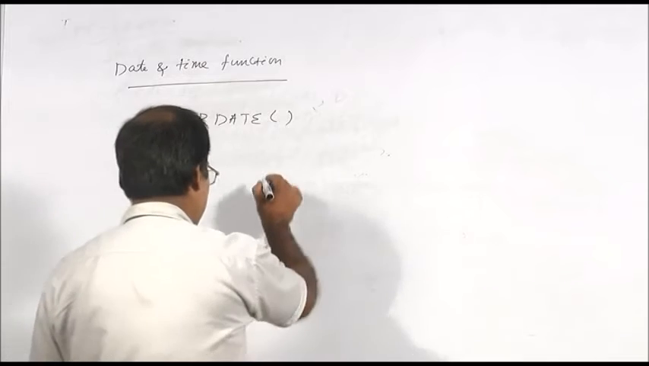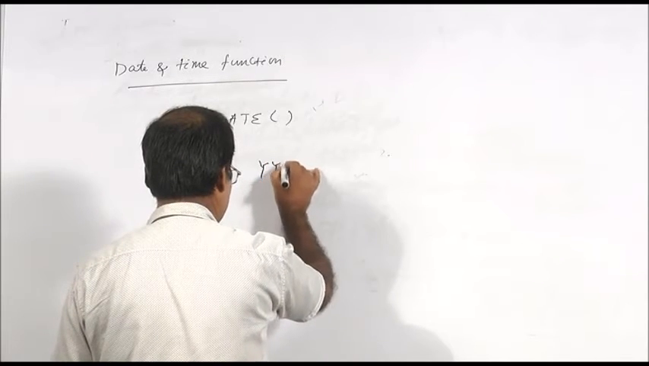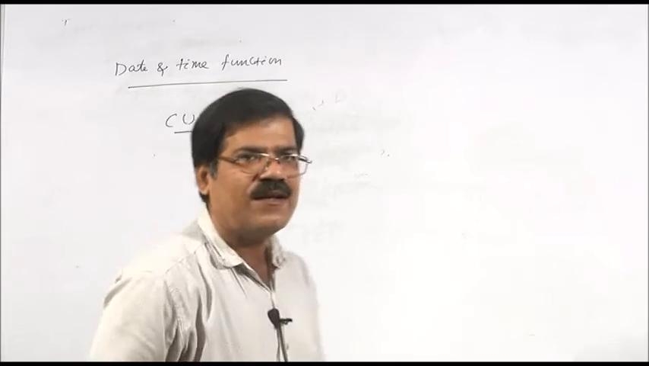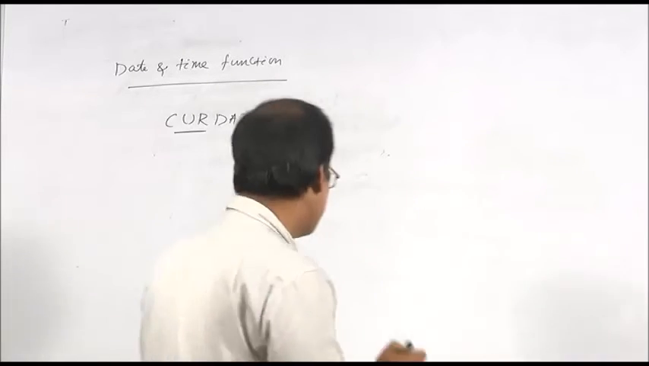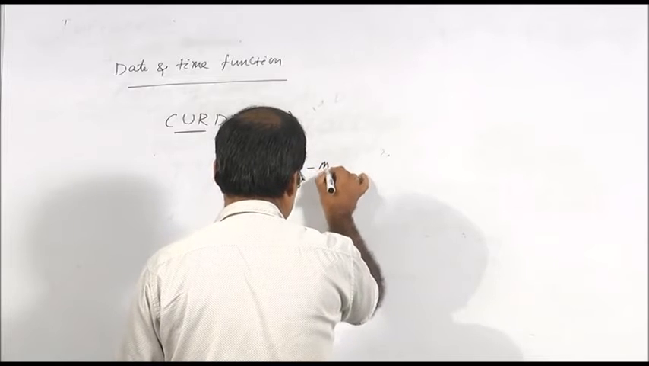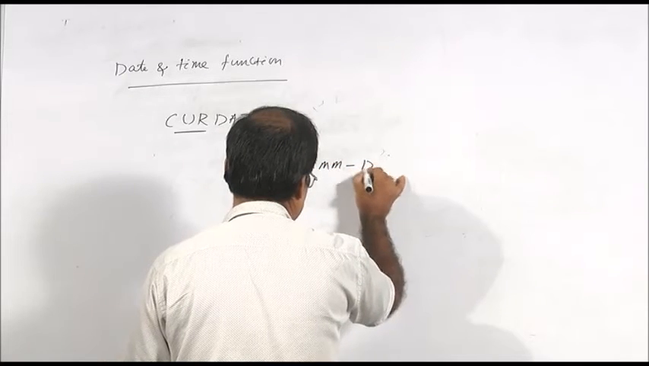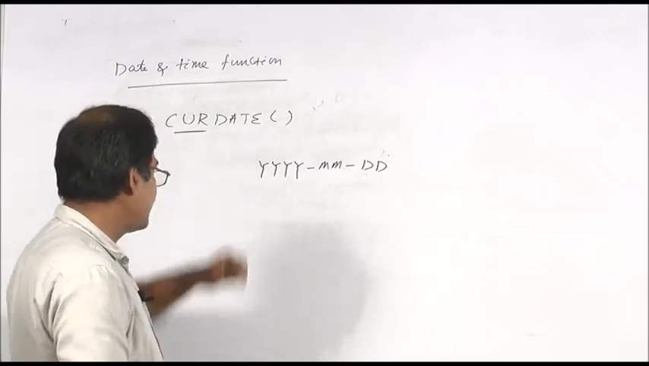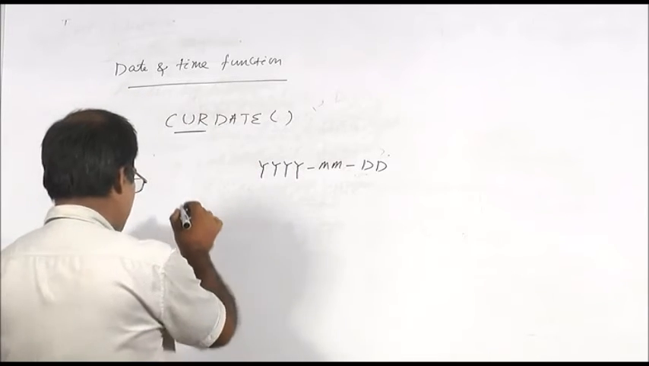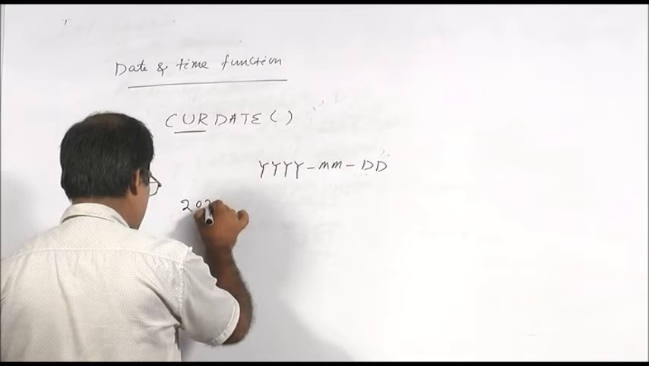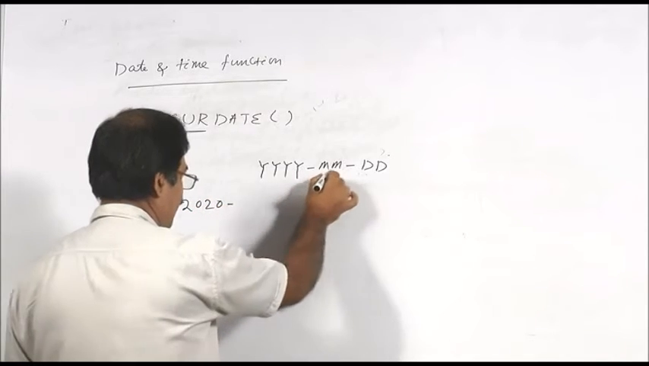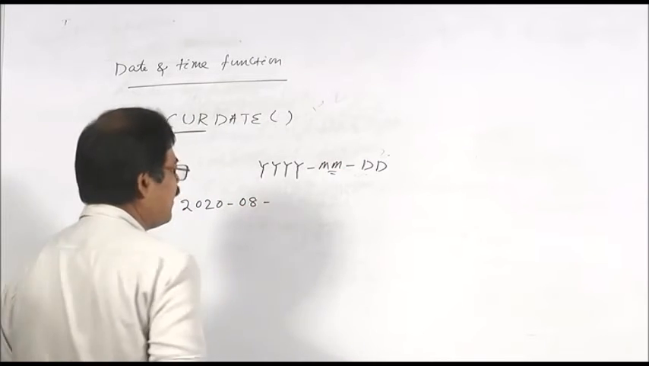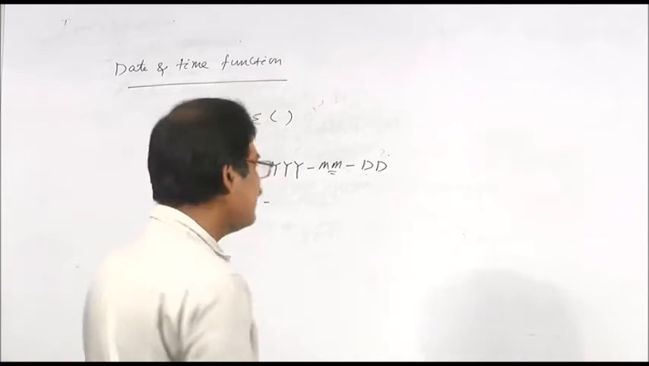The output will return like this: first year, then month, then what is the date. This format the output will be written. Suppose I will write current date. What will return? The current date. What is the year? Year is 2020. Then what is the month? Month is 08. Then date. What is the date? Date is 25.